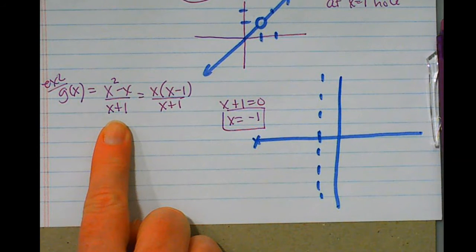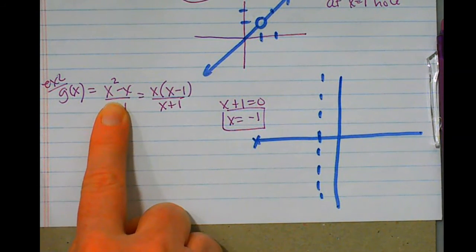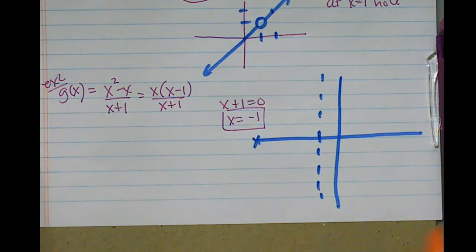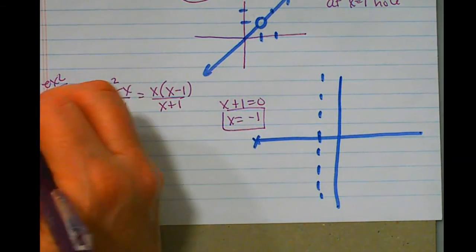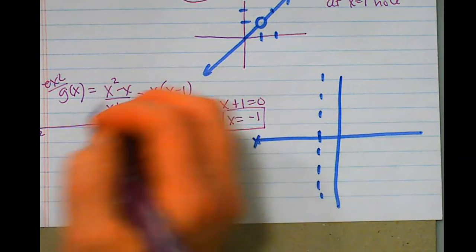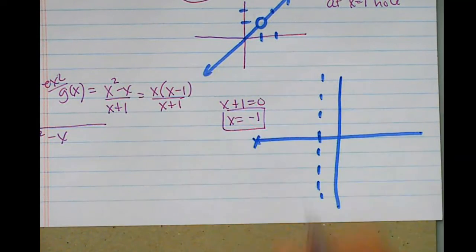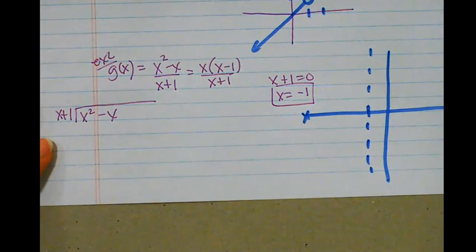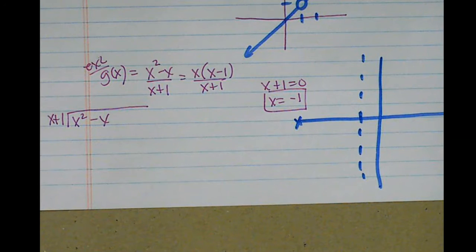It'll be a division problem, so they're not the same. It's not a horizontal asymptote. This one grows faster because it's got a bigger exponent. So we need to actually divide it out and say x plus 1 goes into x squared minus x. And what we're going to get out is a y equals mx plus b sort of form, so it'll be a slant asymptote. And let's see what that is.